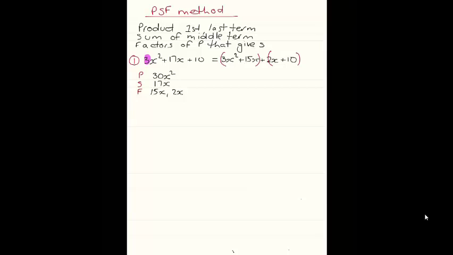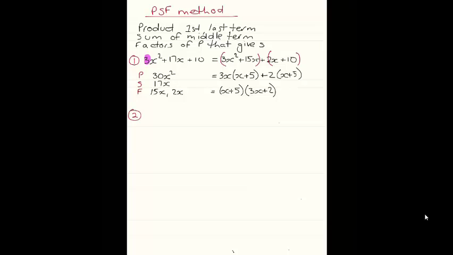So, common factor of 3x squared plus 15x would be 3x, leaving me with x plus 5. And the common factor of 2x plus 10 would be 2, so leaving me with x plus 5. Well, now I have a common factor of x plus 5 outside of 3x plus 2, which is the same answer we got using the cross method.